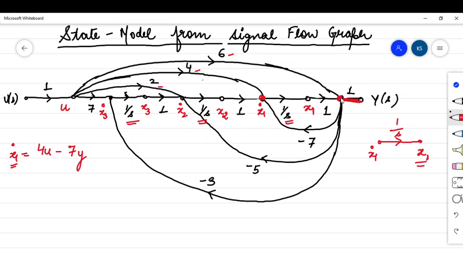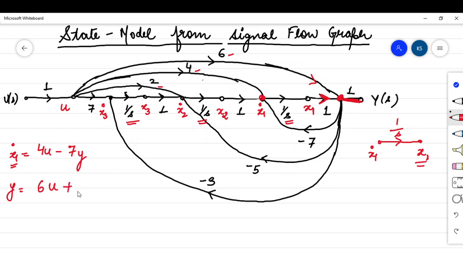So you can see that this is y here. The incoming branches to y include this 6u. So we can write y is equal to 6u, and any other branches coming towards it is this. You can observe that these all are outgoing branches, so we focus only on incoming branches. So this is 6u plus x1.